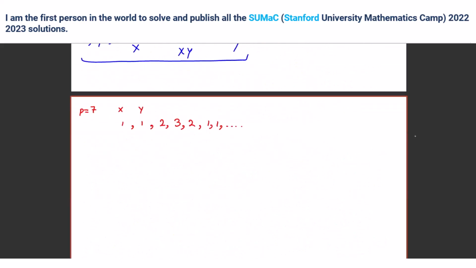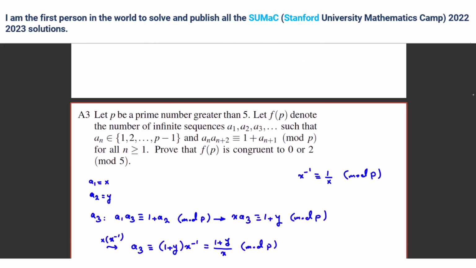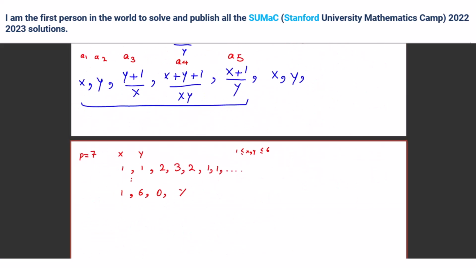Now, for example, let me tell you a case that is not good. Because x and y can be from 1 to 6, let's check, for example, 1, 1, 6. The next element is what? Sorry, 7. 7 is what mod 7? So 0. Here it says an should be from 1 to p minus 1. It cannot be 0, but here we reach 0. So this sequence is bad. This sequence was good, right?